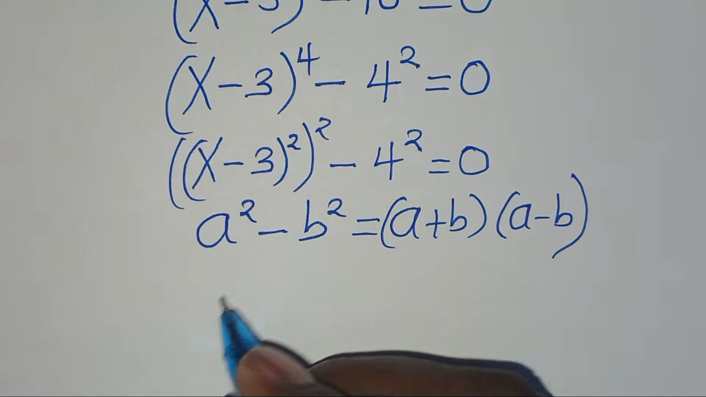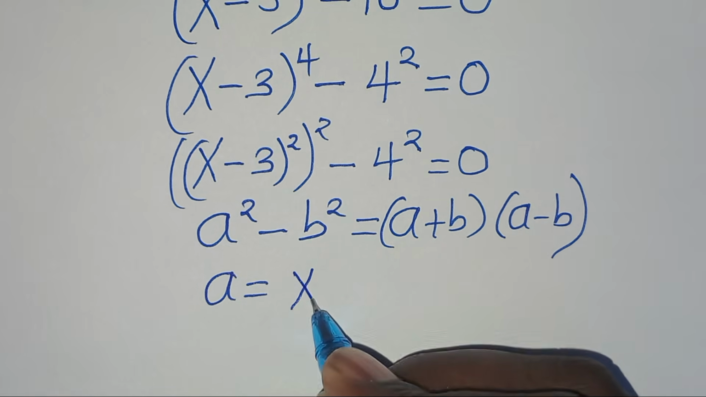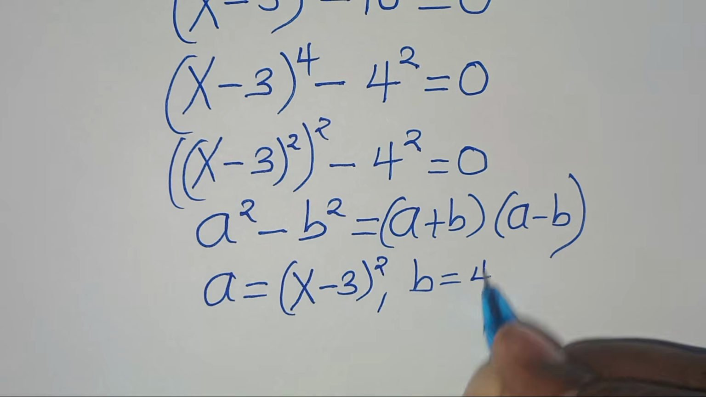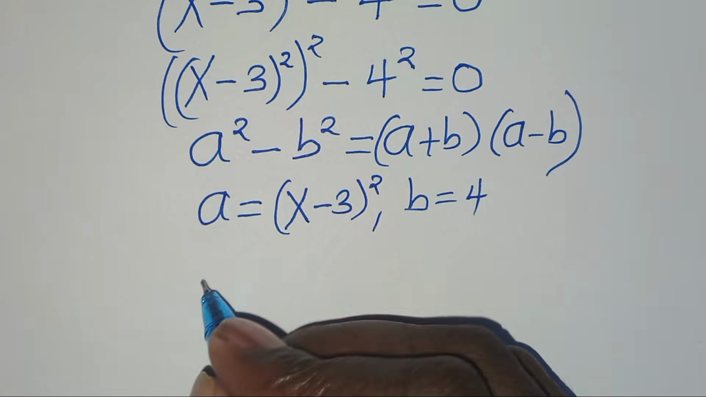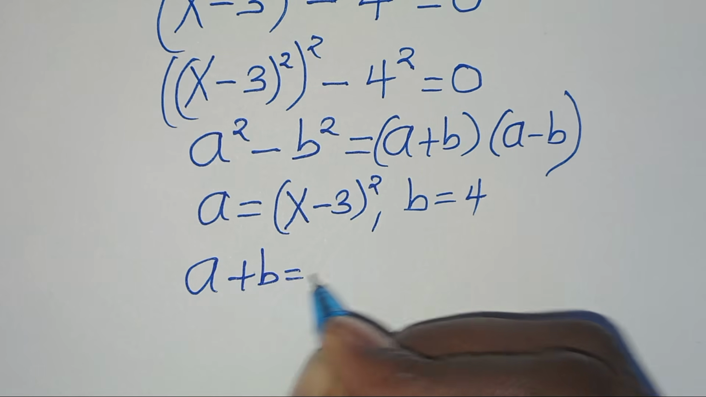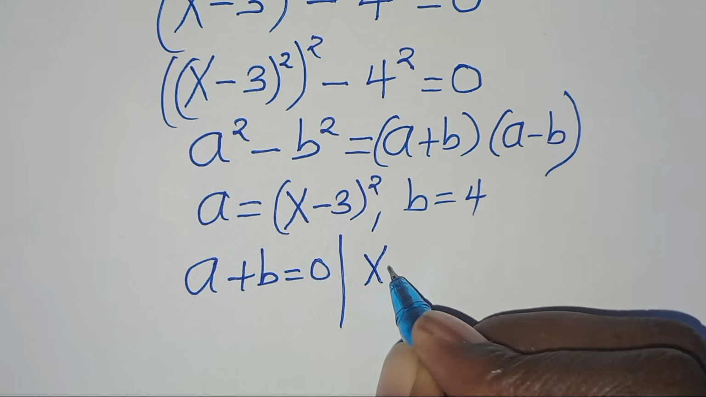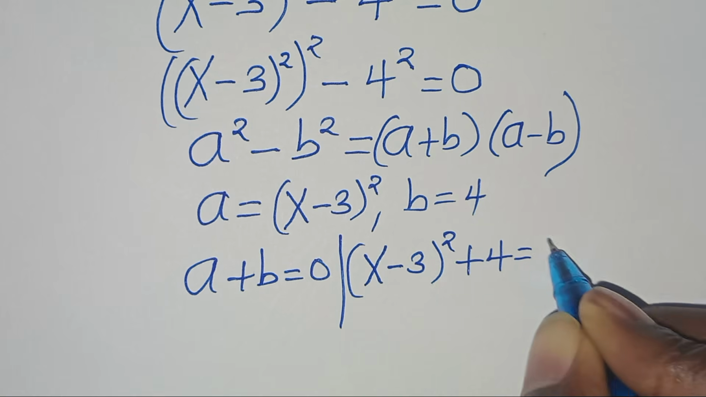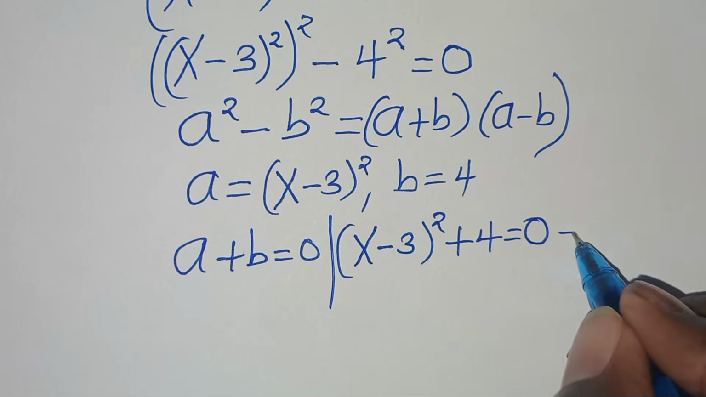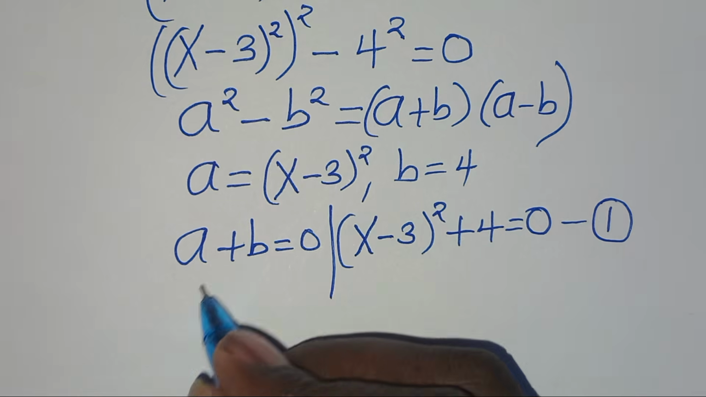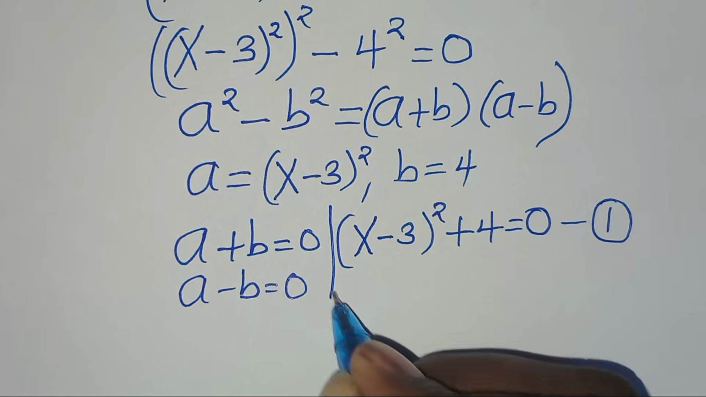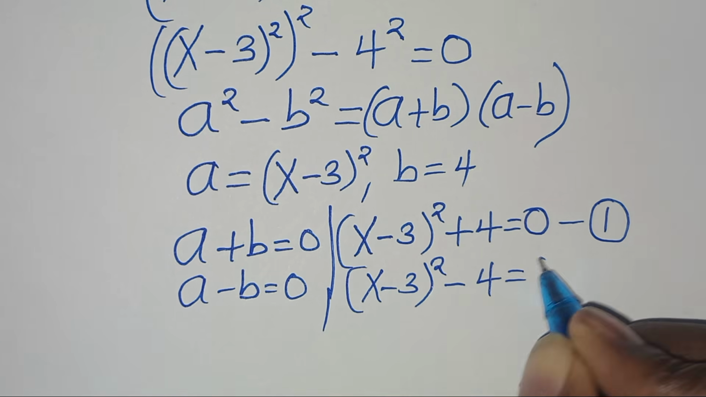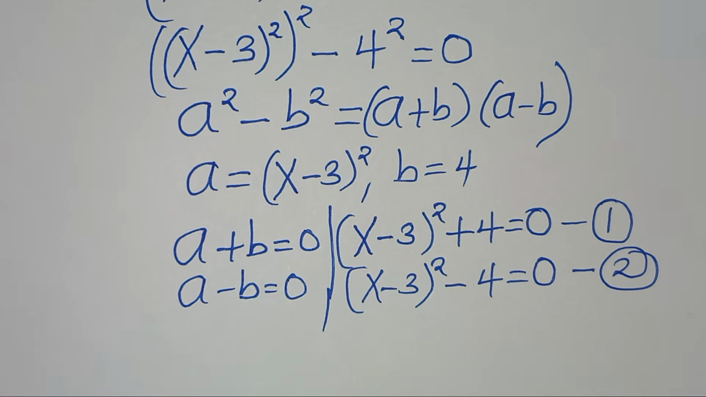From this equation, we have that a is equal to (x − 3)^2, and b is equal to 4. So a + b = 0 is the same thing as (x − 3)^2 + 4 = 0. Let's call this case 1. Then we have a − b = 0, which is the same thing as (x − 3)^2 − 4 = 0. Let's call this case 2.